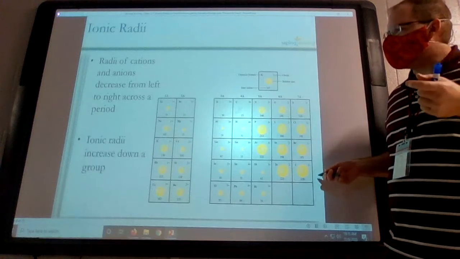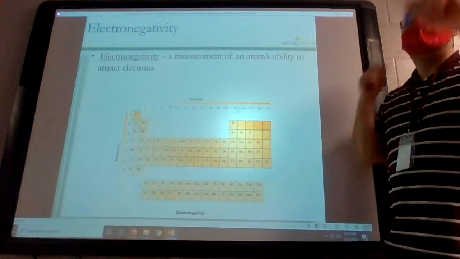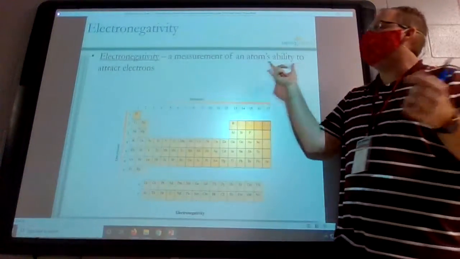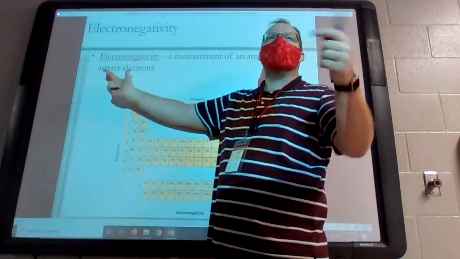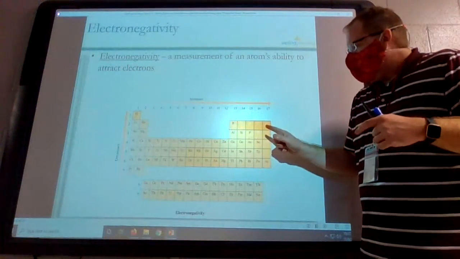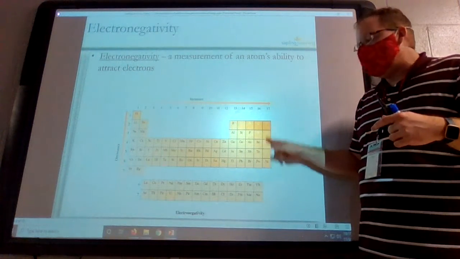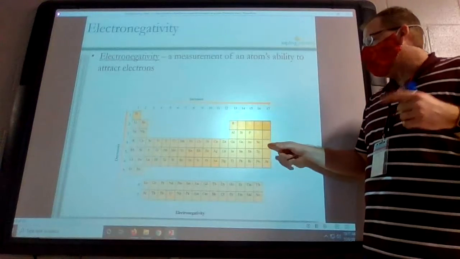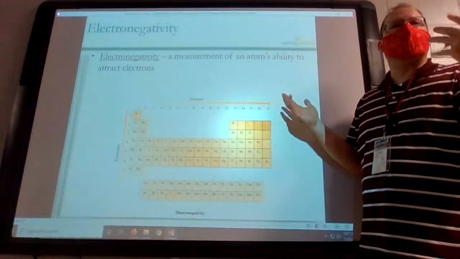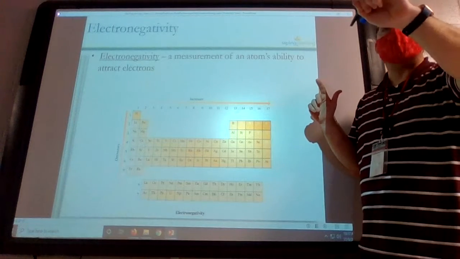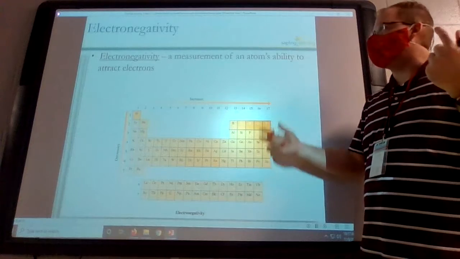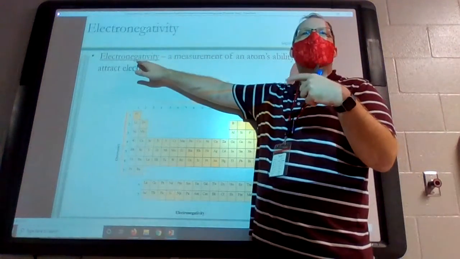Decrease, yeah, we already said that. Now, electronegativity. Electronegativity is the measurement of an atom's ability to attract electrons or steal electrons from other things. So if you imagine this, your atoms that have 7 out of 8, like your chlorine, bromine, fluorine, they are really good at stealing an electron. They only need 1 to get up to 8. They already have 7 out of 8, so they're going to be really good at stealing electrons. They're going to have a high electronegativity.